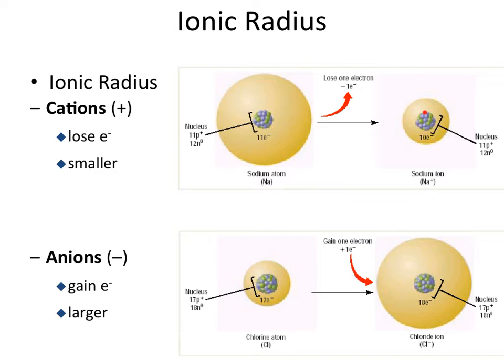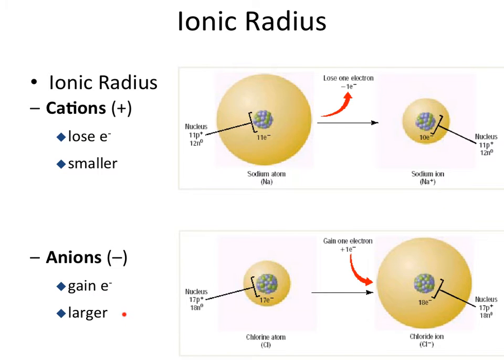Because of that, you see a size difference between your neutral atom and your ion. The effective nuclear charge is going to be greater in the sodium ion because there are fewer electrons and the same number of protons. So those protons are going to pull more tightly. So when you lose an electron to form a cation, the cation that you form is going to be smaller than the parent atom, the sodium atom.